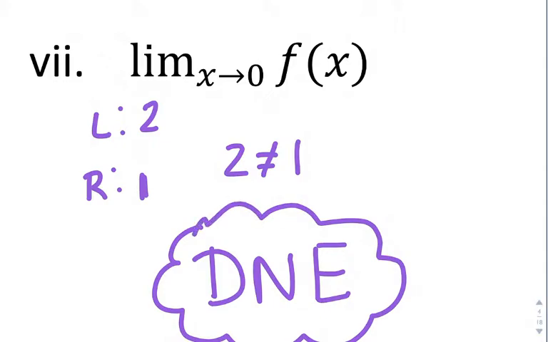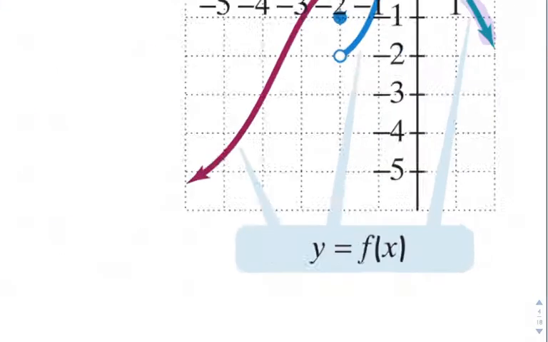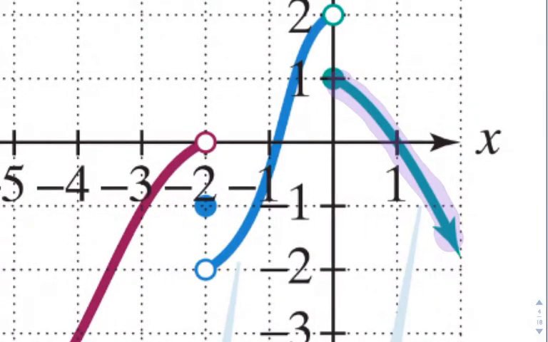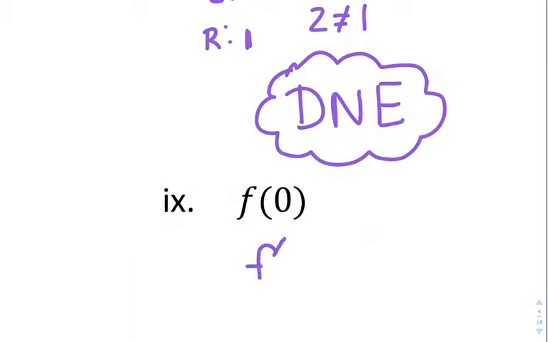So they have to be the same number in order for it to exist. The last one is just saying, okay, what's the real value when f of 0 is on your graph? So if I'm looking at f of 0, that means x equals 0. I'm looking for a closed circle on that, and that would be 1. So f of 0 equals 1.